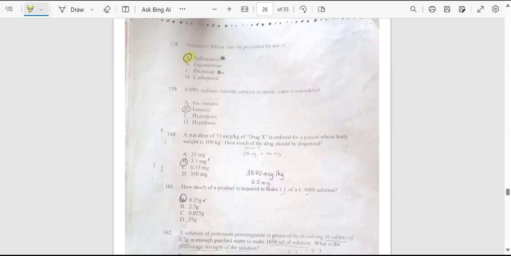Yeah, so for the next question: 0.09% sodium chloride solution in sterile water is considered isosmotic, isotonic, hypertonic, or hypotonic? I think because the percentage is very low, I would go with isotonic, which means that both the sodium chloride and the sterile water have equal osmotic pressure. So if anyone is objecting, please.